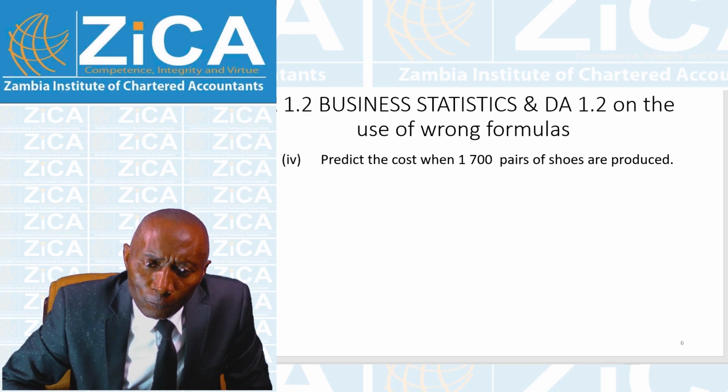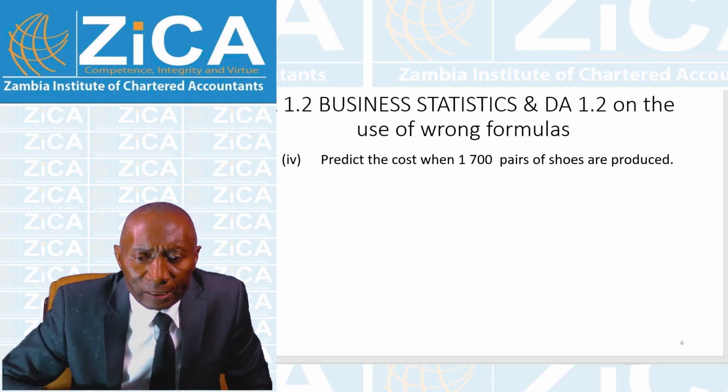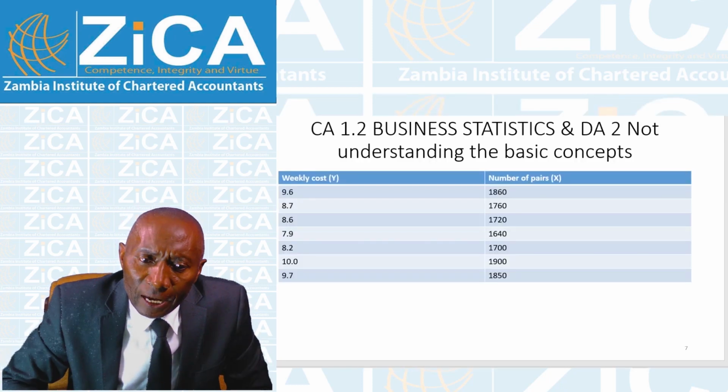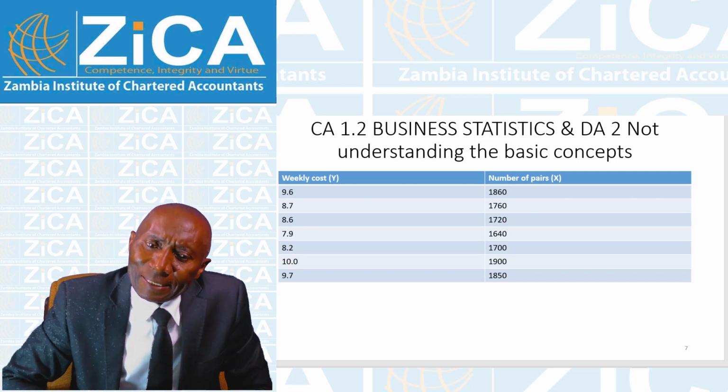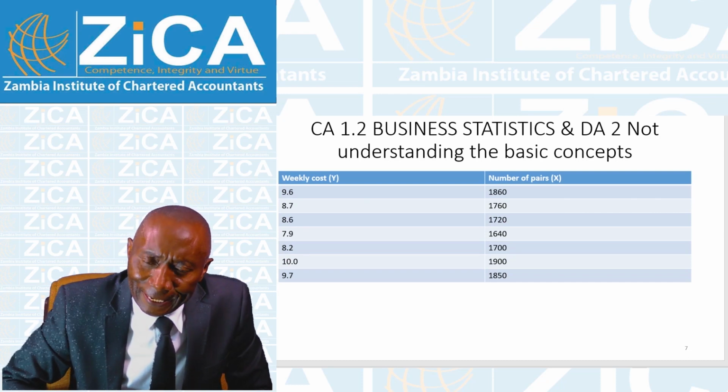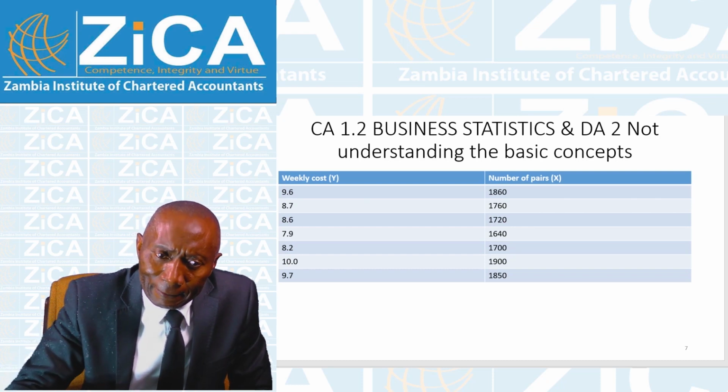In part 4, they even ask you, because the most important thing about regression analysis is to try and forecast, that is, in the future. And this is the data you are going to have. We are given, for instance, the weekly cost, which is a dependent variable. And you are also given the number of pairs, which is X, which is an independent variable. So how do you handle this data?